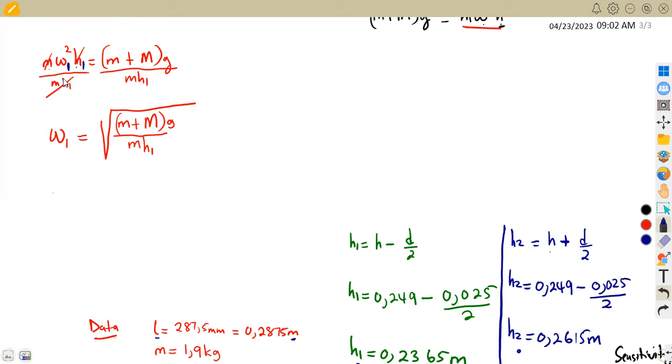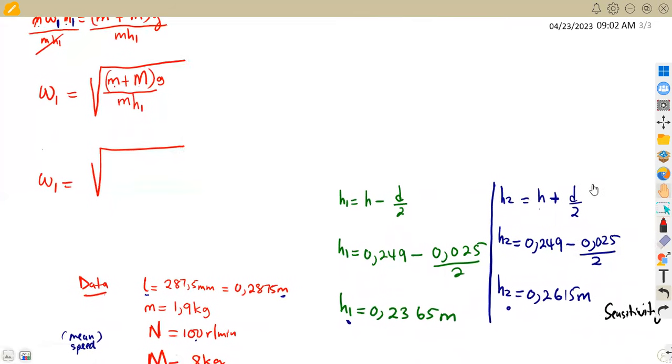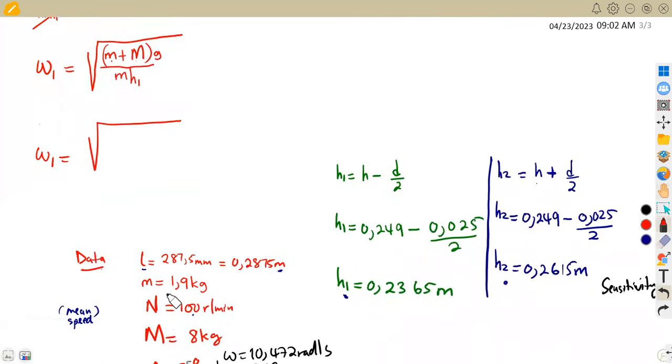Or you can substitute directly into the formula, the one that you had. If you understand it, you substitute directly as it is, or you can use this one, then calculate omega 1. That's omega 1 equal to the square root of m plus M. This is m, the mass of the balls in this case. Let me increase the size again a little bit. So we have m here, the smaller letter m, which is the mass of the balls. Let me write it in this case. That is the rotating balls, and this is the dead load, which is the sleeve in this case.